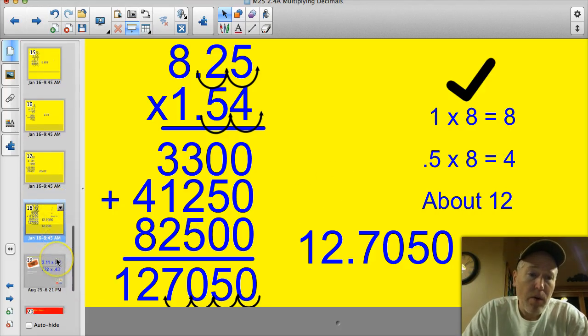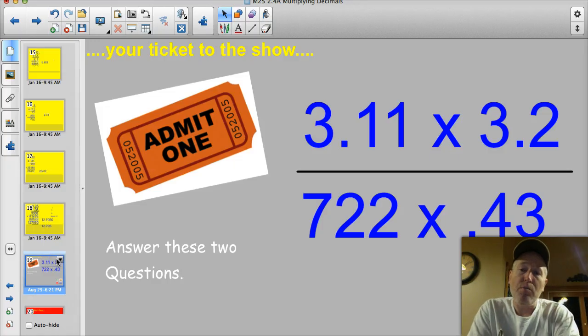All right, I think you are ready for the ticket to the show. Here they are, 2 problems. 3.11 times 3.2 and 7.22 times 0.43. Multiply as normal. Count the decimal places up on top. Move the decimal back the same number of places, and your answer.